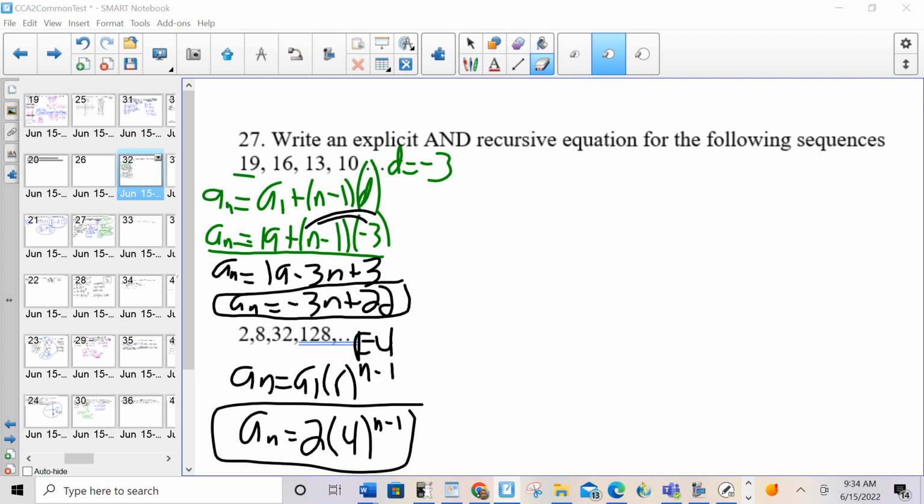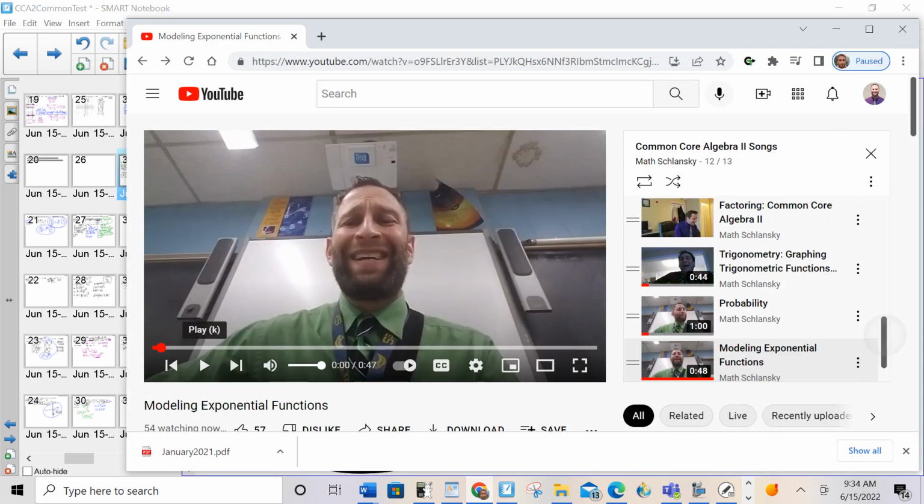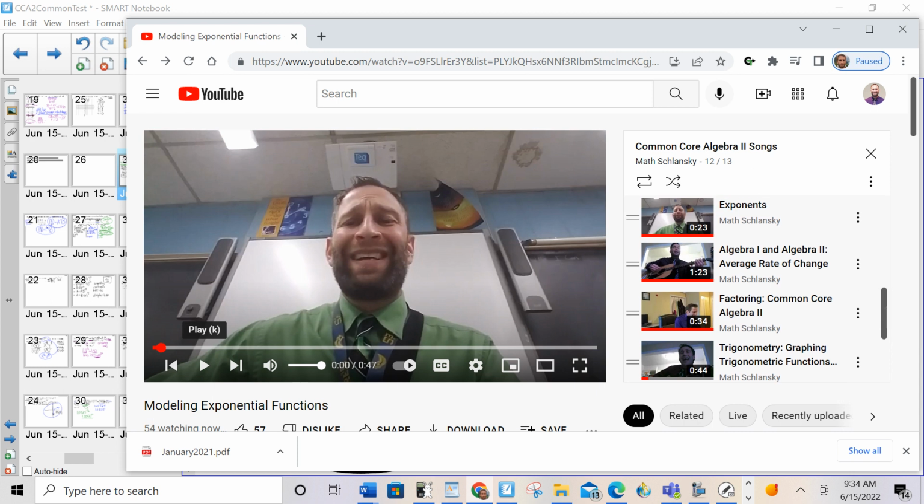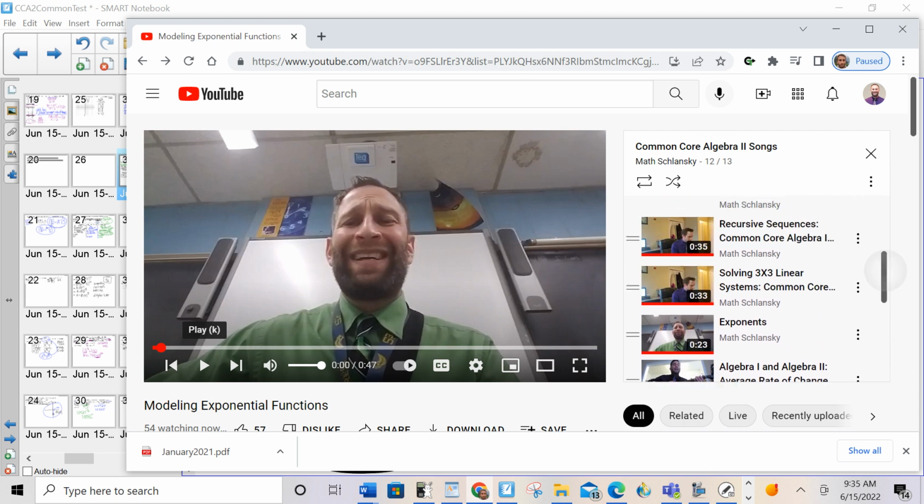Now, the recursive formulas. If you know how to write a recursive formula, it's easy. If you don't, that sucks.